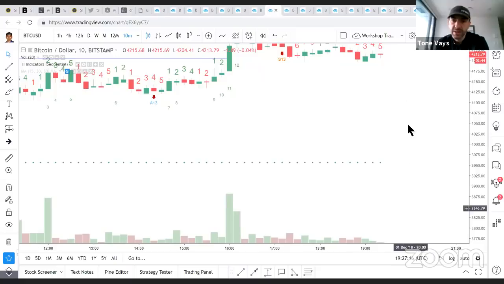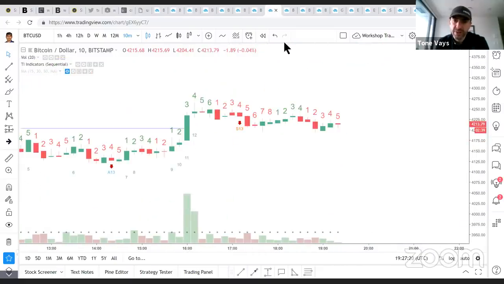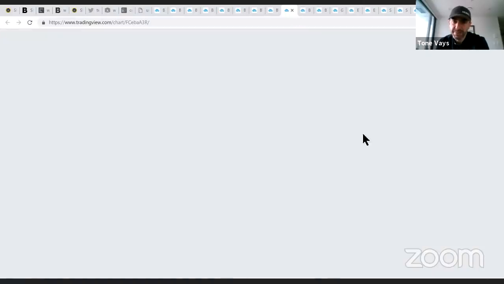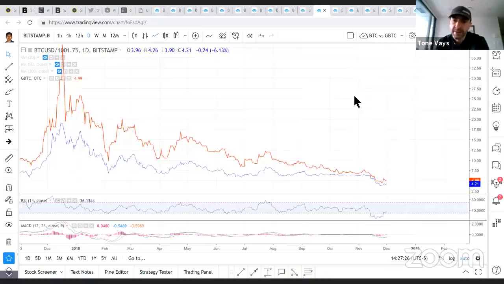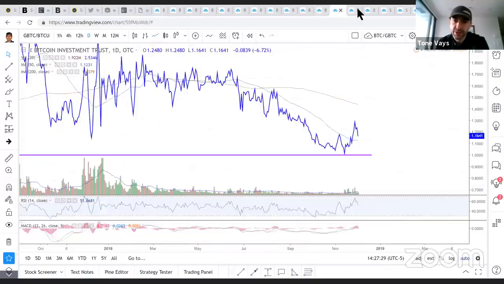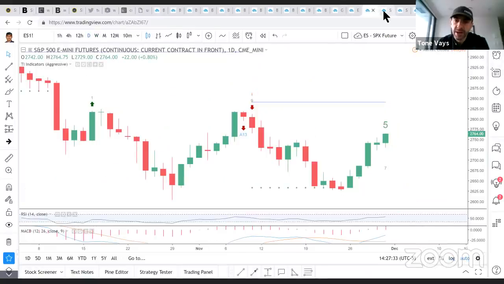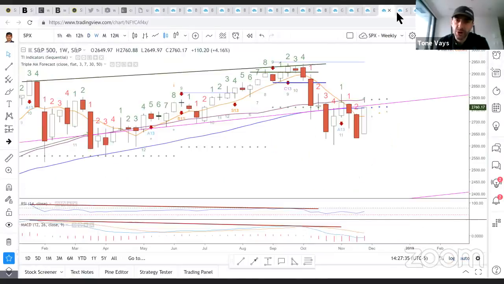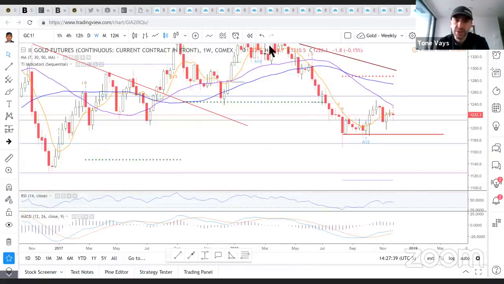What is this? That's a 10-minute chart. I'm gonna use it for my workshop and stuff. Nothing interesting. GBTC is closed. GBTC is not trading till Monday. Ethereum, I don't care. S&P 500 is closed. And that's it, guys, because the stock market is closed.